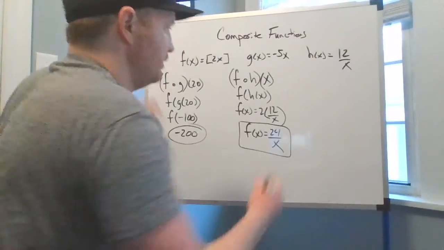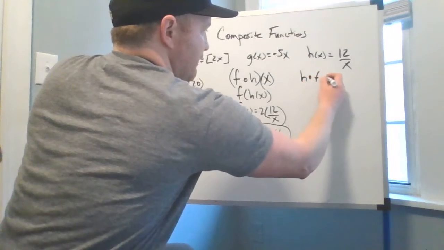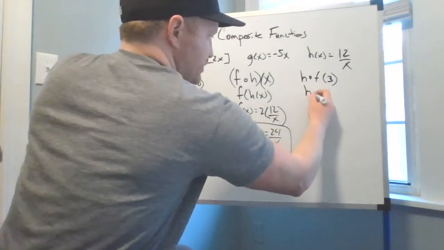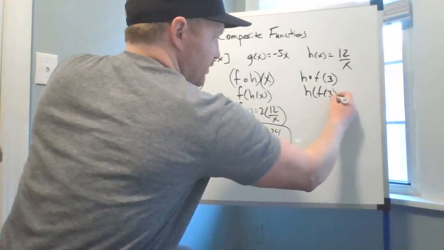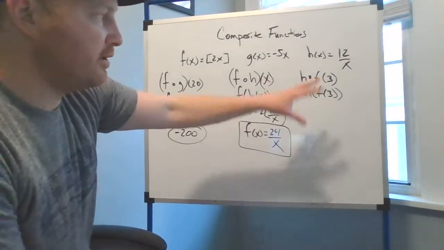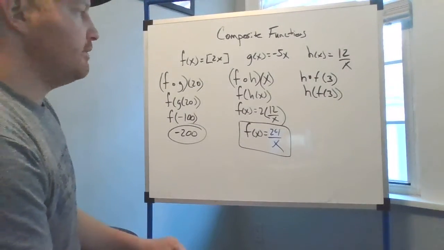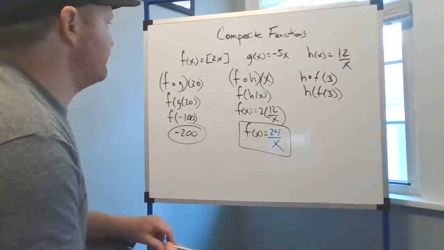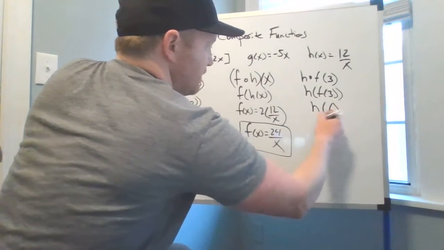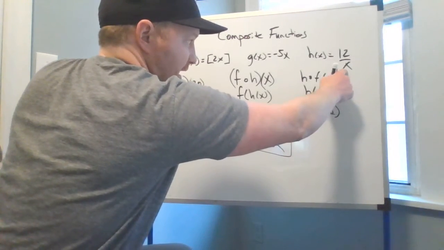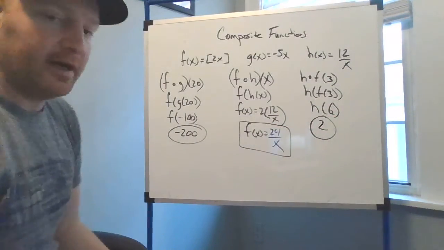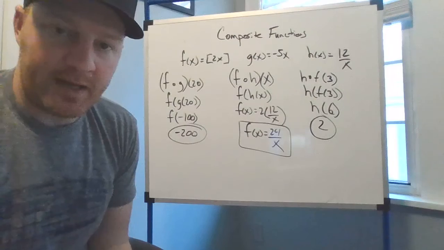And the last one is just h of f of 3, for instance. H of f of 3. You don't have to do this if you don't want to, but having done this for a long time, some kids like to use the same format so they don't get confused. Input the 3 for the x in the f of x function. So now this is going to be h of 6. Input the 6 on the x right here. So 12 divided by 6 is 2. And we are done.